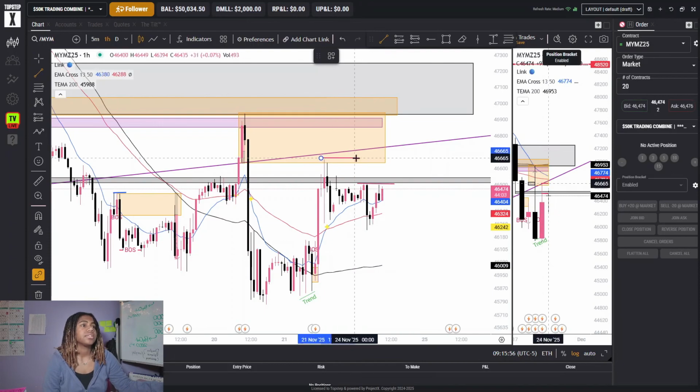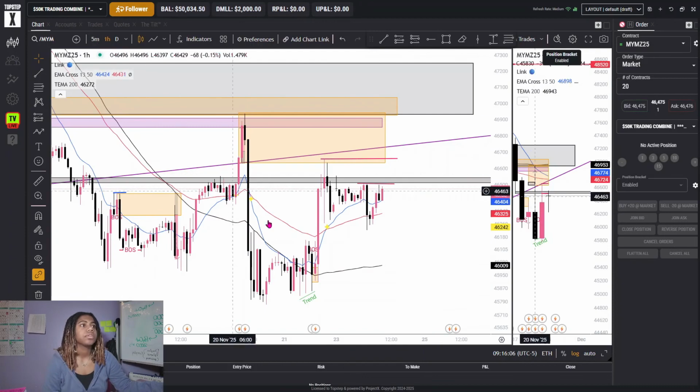Working out these levels to see what market does. If market decides it wants to break above, we could see what's going on. If market doesn't break above, we know we're still in a bearish trend. So this just rebalance. Perfect.